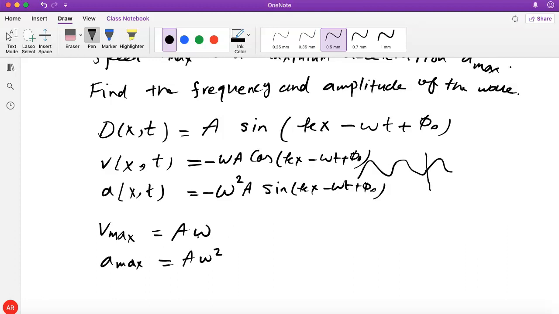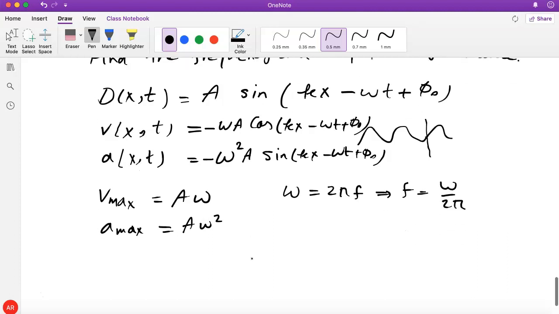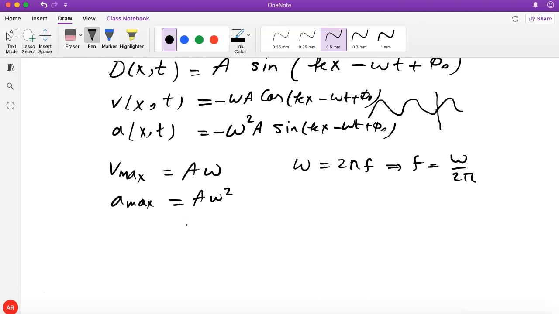Okay, so then we're in business, right? So we have two equations and two unknowns. The unknowns are a and omega. We can solve for them. And the frequency is just related to omega by a factor of 2 pi, right? So omega is 2 pi f. F is omega over 2 pi. So if we just calculate omega, we're done. We know f is just divided by 2 pi, and that's it.